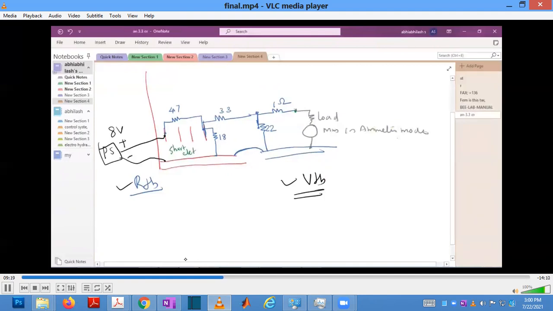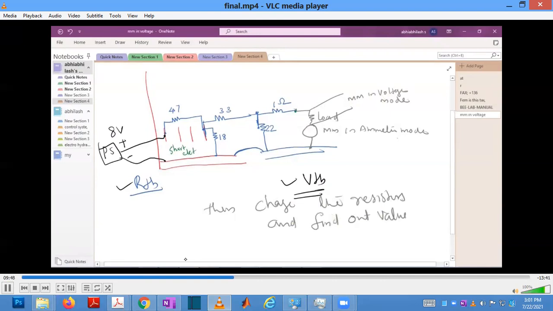So this ammeter is now connected in series, and across the load, those two terminals, you connect the multimeter in voltage mode. The voltage mode is connected to the load terminals in parallel, and the ammeter in series. Then you will get the voltage across the load and the current going through the load. You have to change the load for different values and note down the readings. That is the procedure.